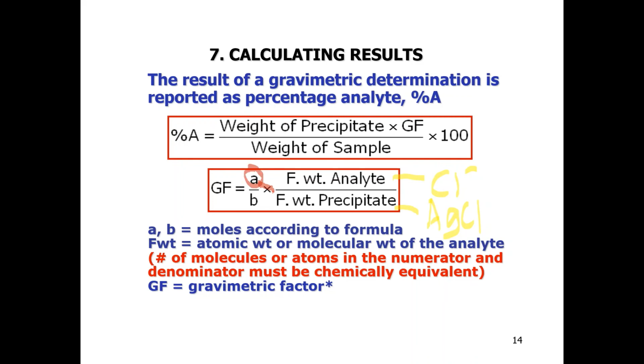Now look at AgCl: how many chlorides are there? One, so we put 1. In chloride, how many chlorides is that? Okay, 1. So in this case, the value of A equals 1 and the value of B equals 1, times the formula weight of the analyte, chloride, and then divided by the formula weight of the precipitate. So that is how the calculation is done. Okay, let's look at the next one.